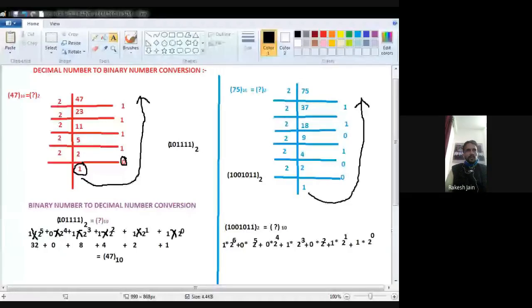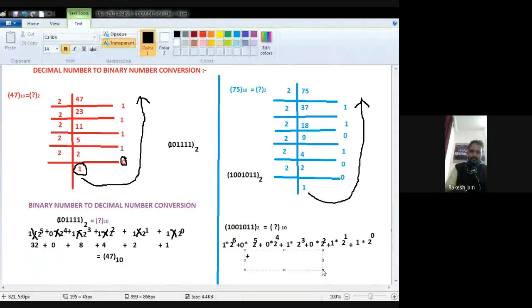Now add each of them. Now check the result. 1 multiplied by 2 raised to the power 6. 2 raised to the power 6 is 64, plus 0 multiplied by 2 raised to the power 5. 2 raised to the power 5 is 32, but it is multiplied by 0, so the result is 0. Again plus 0 multiplied by 2 raised to the power 4. No need to compute because it is multiplied by 0, so put 0. Then 1 multiplied by 2 raised to the power 3. 2 raised to the power 3 is 8.